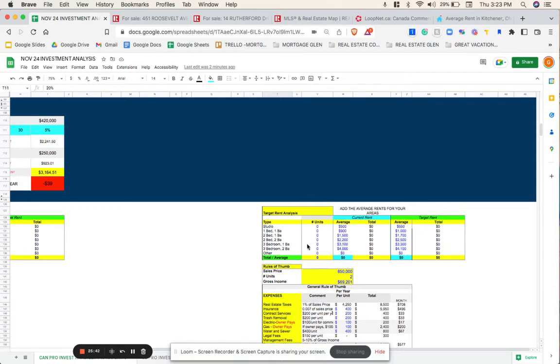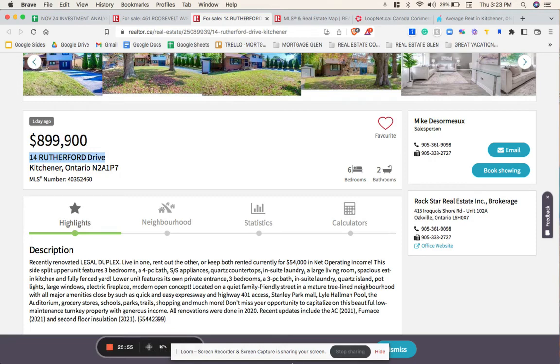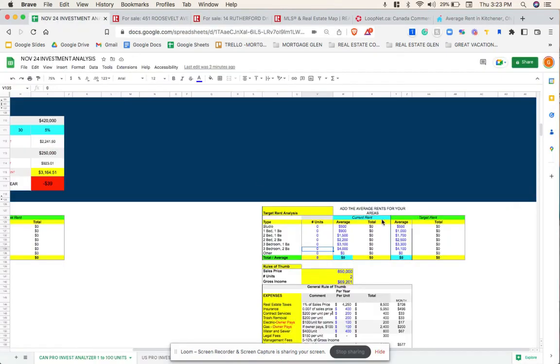So for example, we got 3 bedrooms, 2 bedroom, 2 bath, I think it was. Okay, so actually the average is $4,000. Actually, what's this, a 3 bedroom, 3-piece bath? Wow, 3 bedroom, 3-piece bath. Oh, 3-piece bath, but it's a 1 bath. Okay, so it's only 1 bath. So we're gonna go back here to investment analyzer. So we're gonna go 3 bedroom, 1 bath.